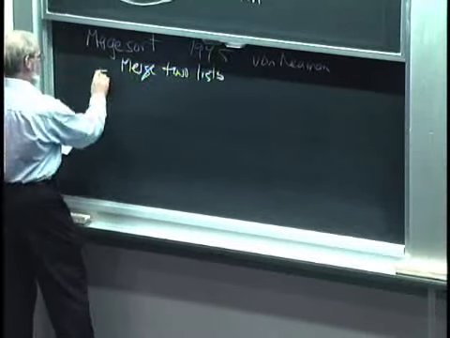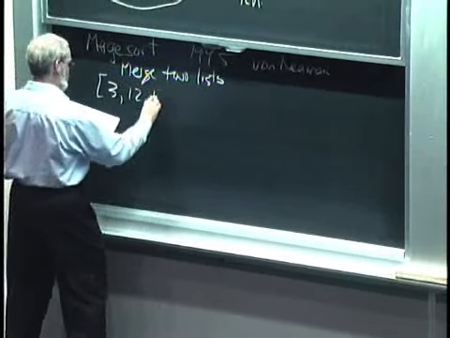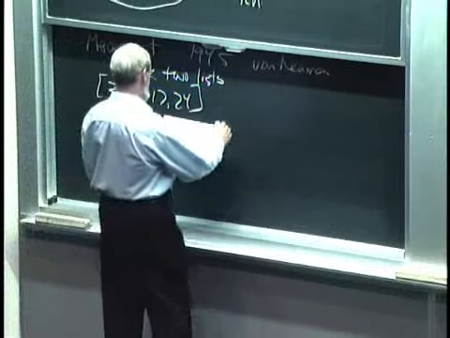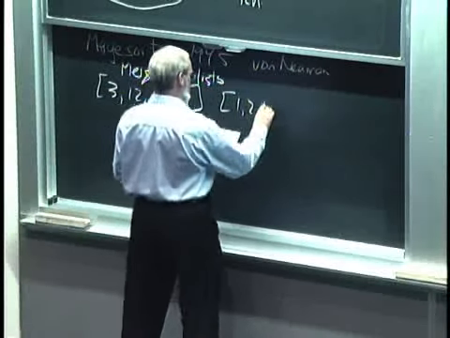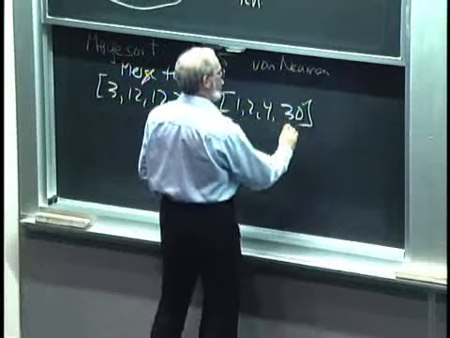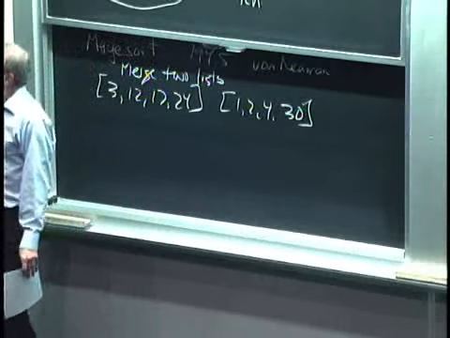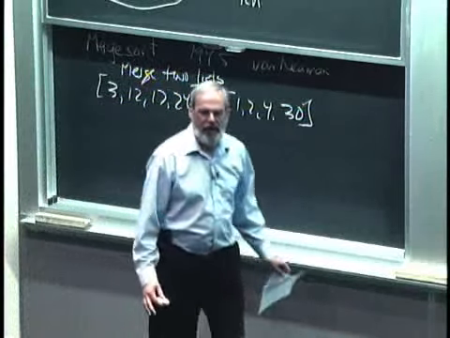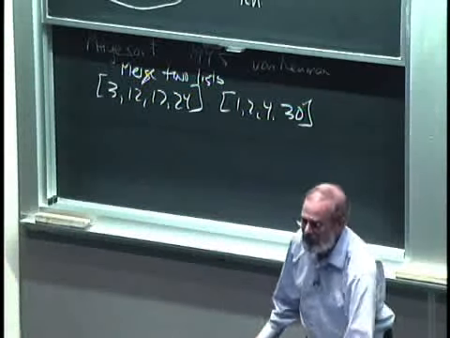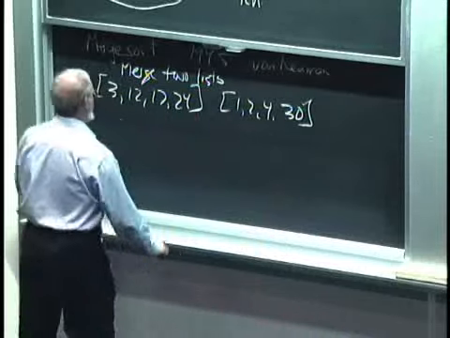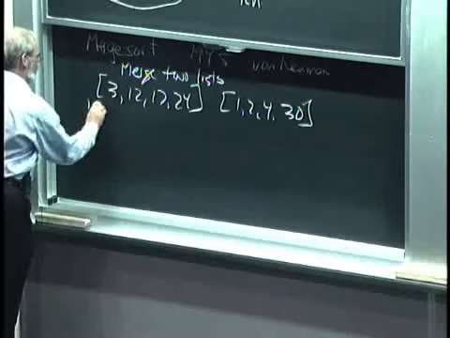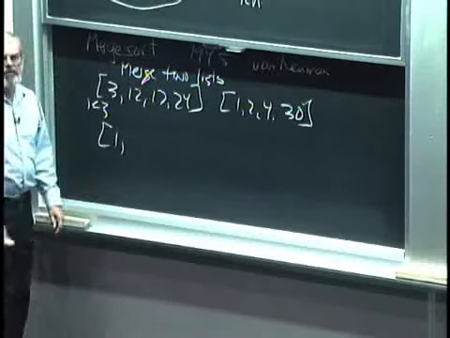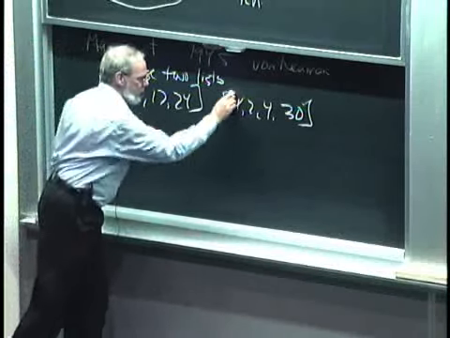Just to give you an example, here's one list: 3, 12, 17, 24. Here's another list: 1, 2, 4, 30. I haven't said how I'm going to get those sorted lists, but imagine I had 2 sorted lists like that. How hard is it to merge them? Well, it's pretty easy, right? I start at the beginning of each list, and I say, is 1 less than 3? Sure. So that says 1 should be the first element in my merge list.